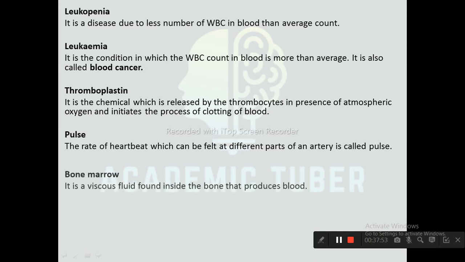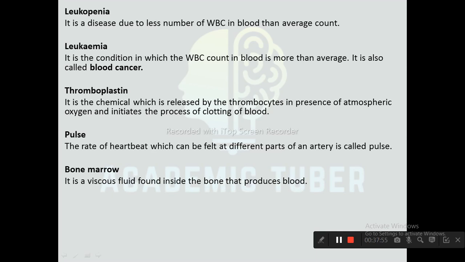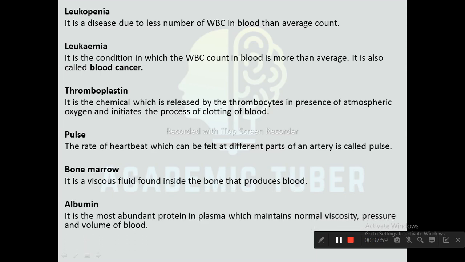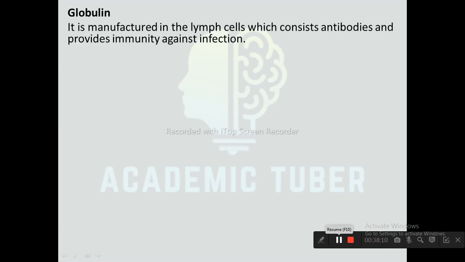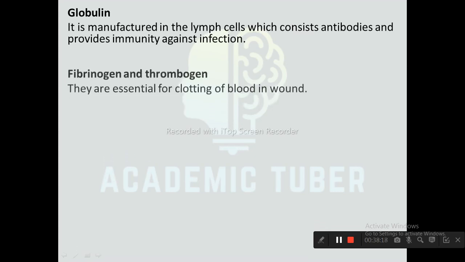Pulse, the rate of heartbeat which can be felt at different parts of an artery is called pulse. Bone marrow, it is a viscous fluid found inside the bone that produces blood. Albumin, it is the most abundant protein in plasma which maintains normal viscosity, pressure and volume of blood. Globulin, it is manufactured in the lymph cell which consists of antibodies and provides immunity against infection.